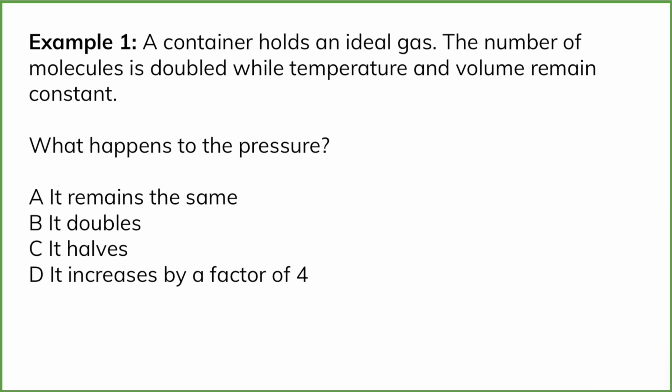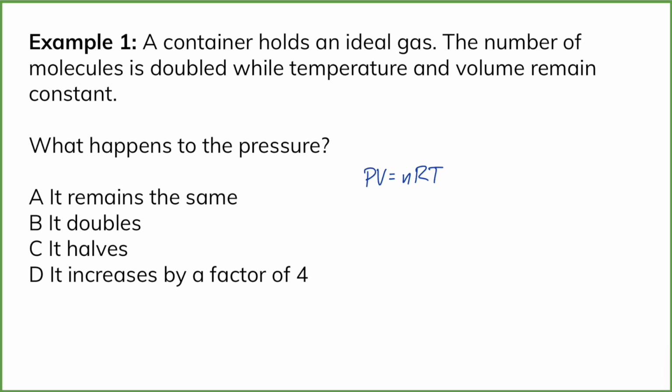In this example, we have a container holding an ideal gas. The number of molecules is doubled while temperature and volume remain constant. So what's going to happen to the pressure? And so we can set this up a few different ways. I like to use the algebra side of this and equations and set up what's going to happen. So I know that initially PV equals nRT. So that's for the initial value of the substance.